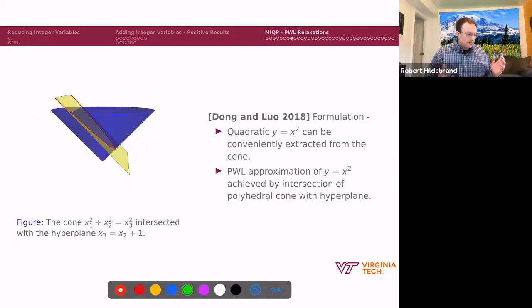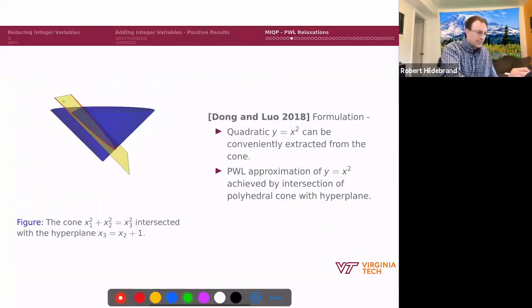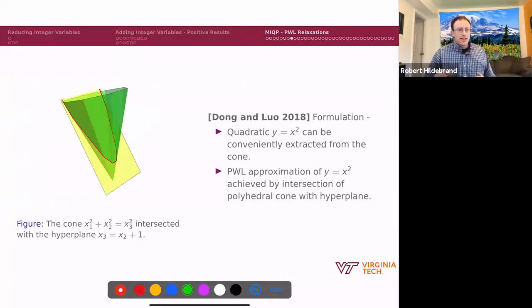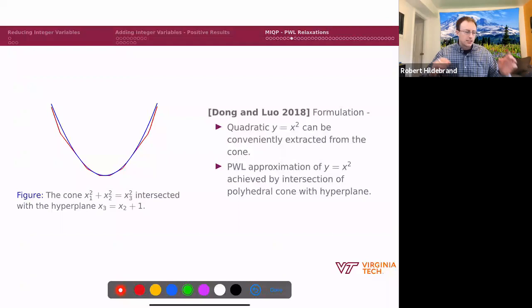Now, the Dong and Luo paper, they kind of took this and said, well, if I slice the cone, then I actually get a quadratic function. That's exciting. I actually get a quadratic function after I slice it with a hyperplane. And so if I slice this polyhedral approximation, then I can pull out a nice piecewise linear approximation of the quadratic. And there's some extra work there in making this. So this is actually an under approximation. There's some extra work in making this an over approximation, so you can actually cover the whole quadratic and make sure you have the right formulation.